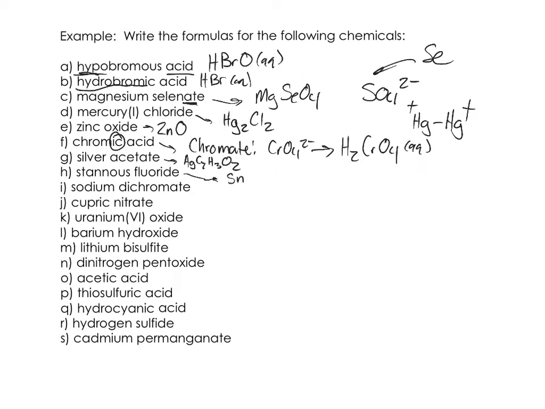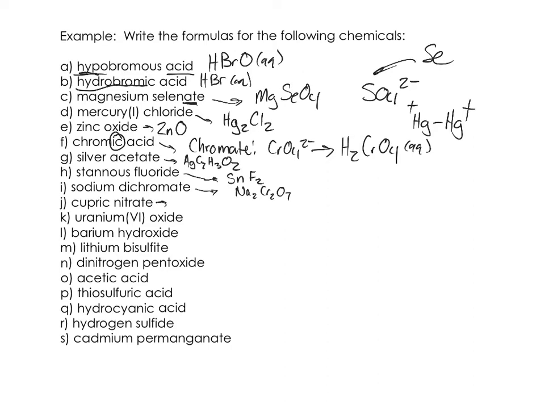So that's a +2, means I need 2 fluorines to balance it out. Sodium dichromate. So I have Na. I'm going to need 2 of them because each one has a +1 charge. And my dichromate is Cr2O7, -2 charge, balanced out with the +2 from the sodiums.